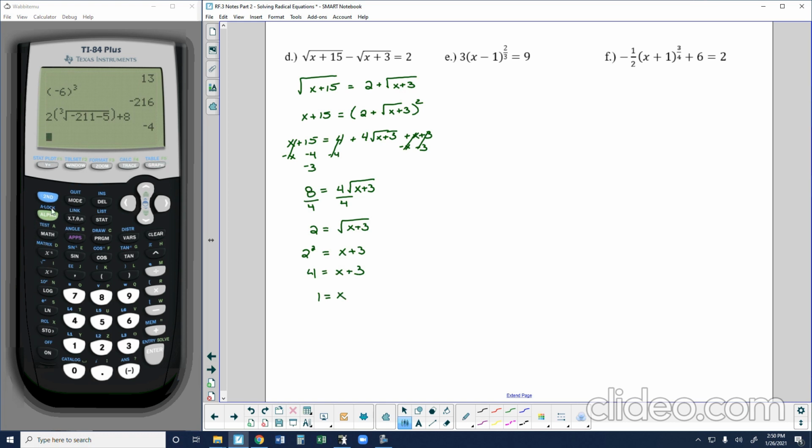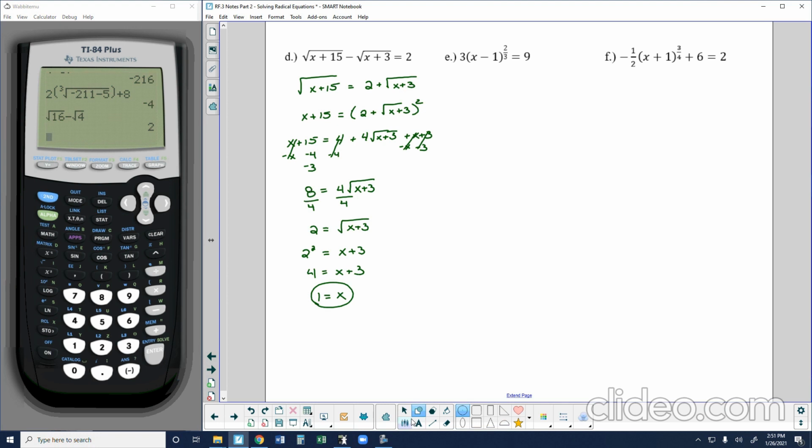Let's make sure this is a solution. So I'm going to take the square root of 1 plus 15, which is 16, minus the square root of 1 plus 3, which is 4. And I would get 2. So 2 equals 2. Therefore, x equals 1 is a solution. So if you have two roots combined into one equation, move one root to the other side so you isolate one, get rid of your first root, and then after simplifying the other side of the equation, work on getting rid of your second root.